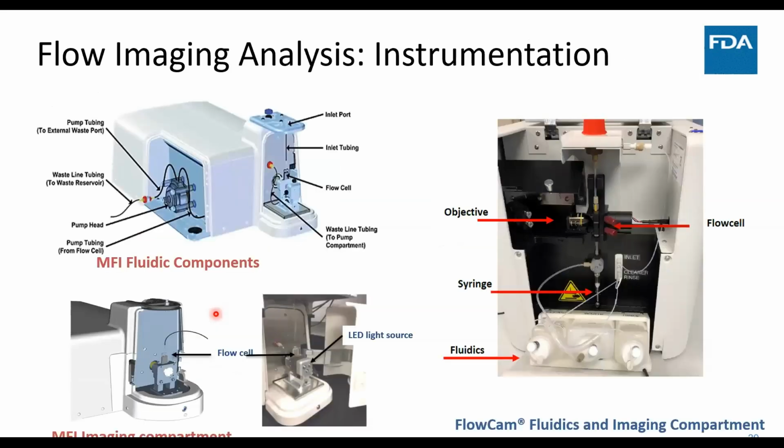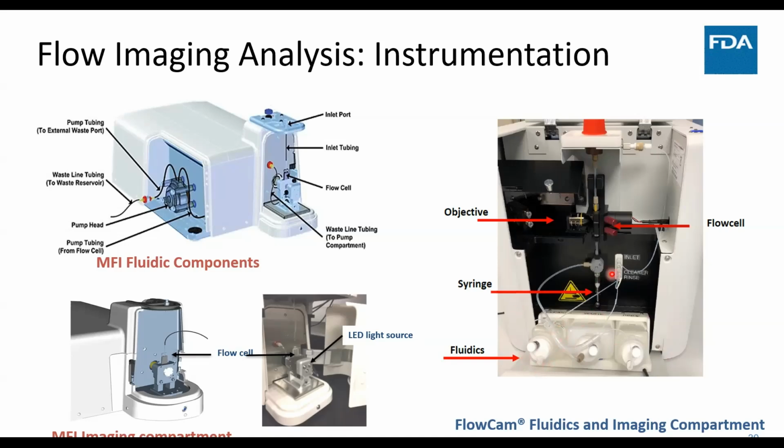Let's take a closer look at the instrumentation once again. As I said, we have a fluidic compartment and an imaging compartment. So we have a pump system that allows us to move our fluid through our flow cell. And where our flow cell is, we would have our cameras and our light source to be able to take images, but also give us the right image contrast or lighting system for our particles. On the left, it's that from the MFI. On the right, it's similar from our FlowCam.